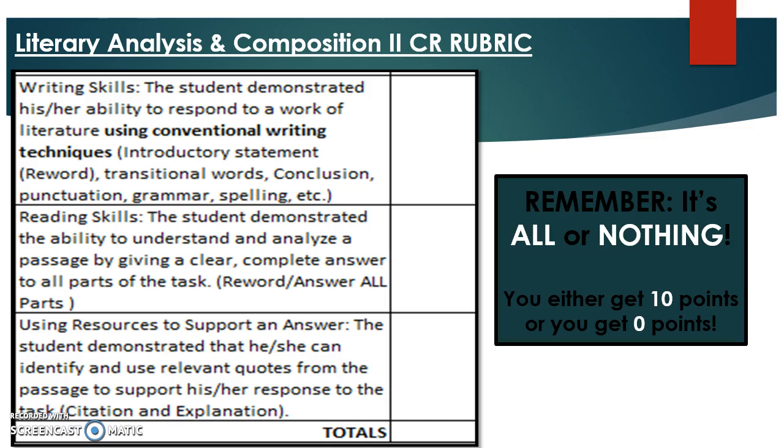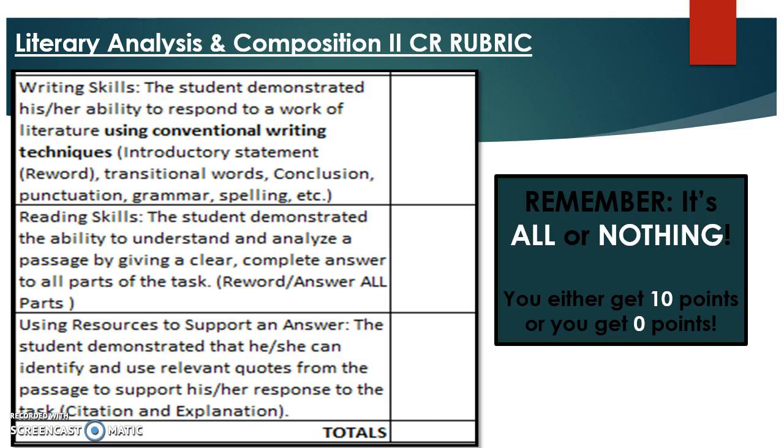So you're graded in writing skills. You should be able to demonstrate your ability to respond to a work of literature using conventional writing techniques. You should have an introductory statement. You should have transitional words. You should have a conclusion. You should have strong punctuation, grammar, and spelling. So it should contain little or no errors in these areas.